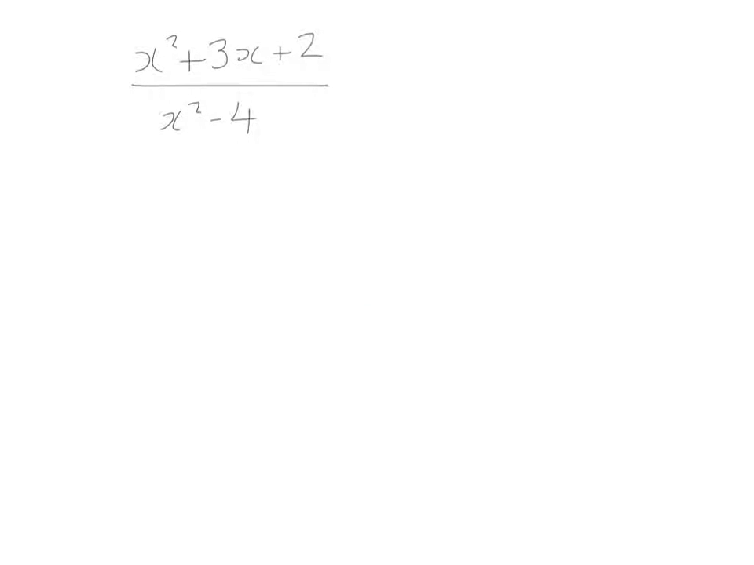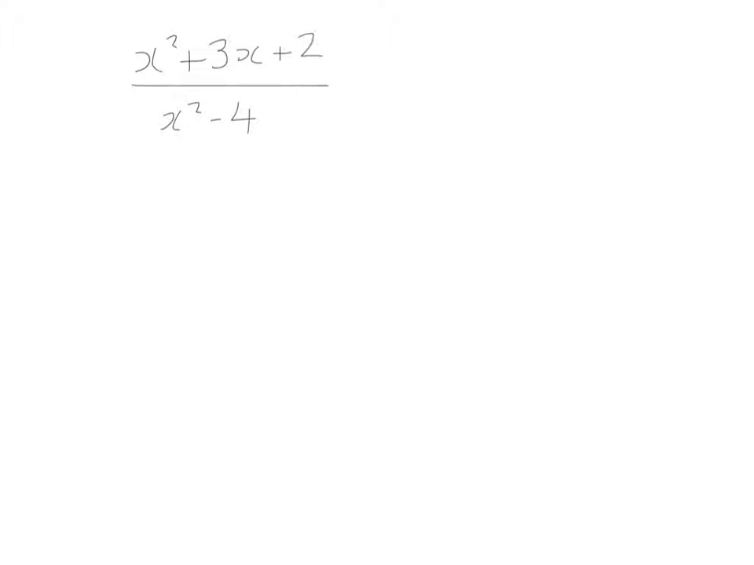Okay, last example, we've been asked to simplify x squared plus 3x plus 2 over x squared take away 4. So you cannot do this step here. You can't cancel x squared and x squared here because there's no multiplying taking place in either the top or the bottom line. So we cannot cancel the x squared and x squared here.